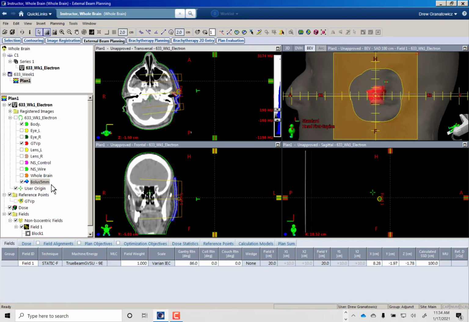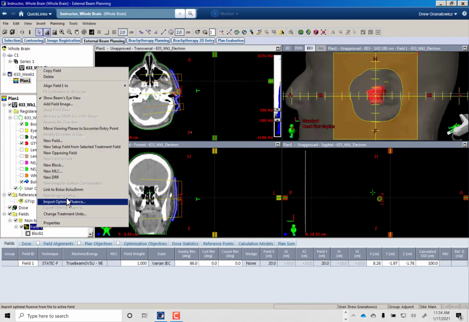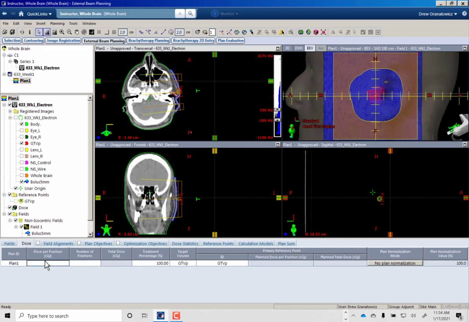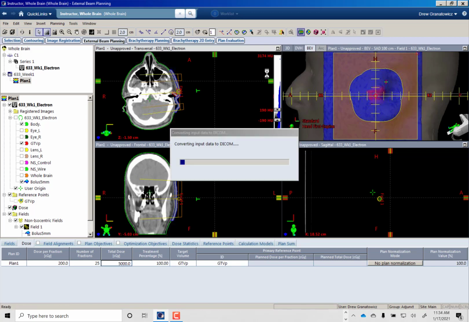Okay, so last but not least, in order for our treatment plan to see this bolus, we need to link it to our field. So right click on your field, link to bolus. For this case, we'll just use 200 times 25. And calculate.